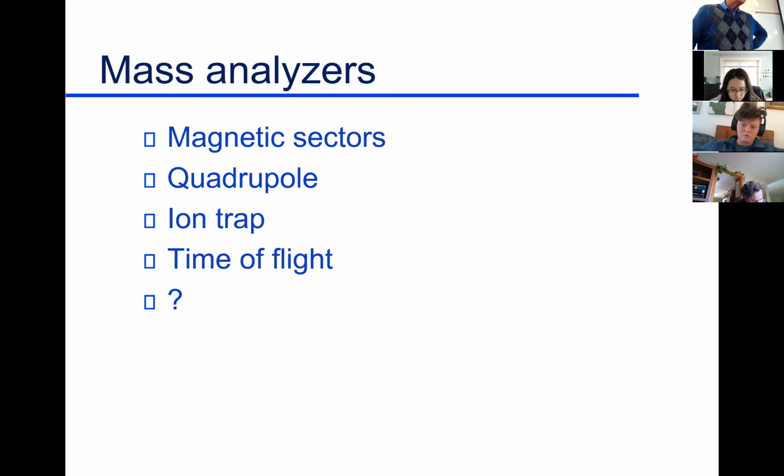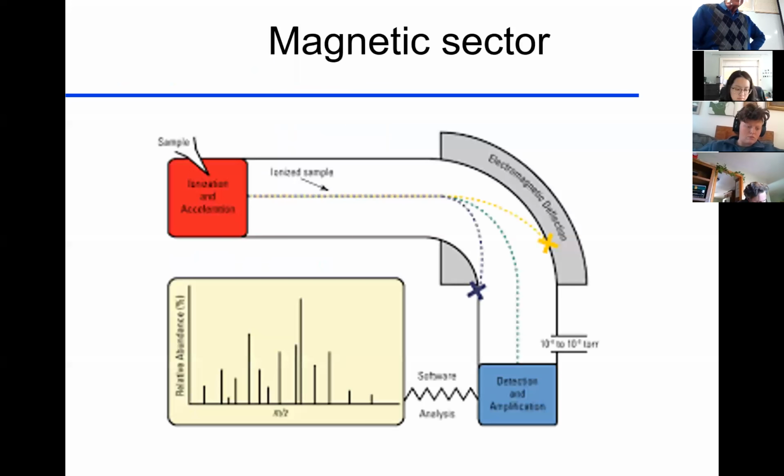There are different techniques. Magnetic sector was the first, or second, type of mass analyzer that was developed. Quadrupole came in and became extremely popular. Ion trap has found some use. Time of flight is really now the preferred methodology. I'll go through these briefly so you have an idea what they are. I put a question mark down there because, okay, what's next? Like I say, the innovation is just marvelous in this field.